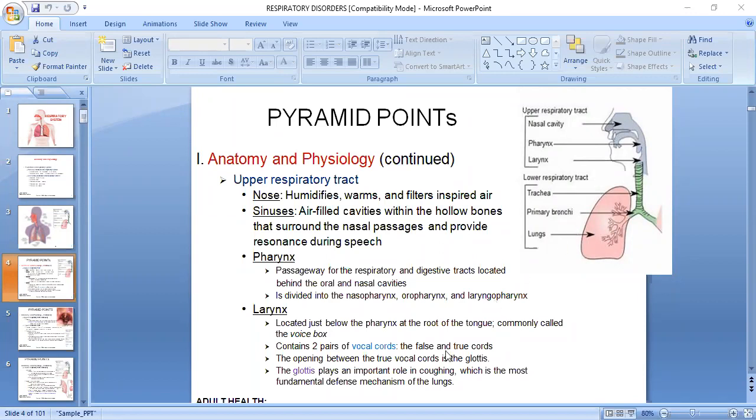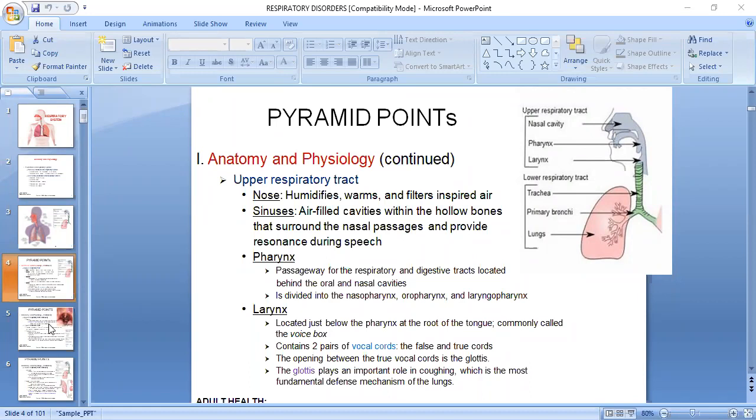The opening between the true vocal cords is the glottis. The glottis plays an important role in coughing, which is the most fundamental defense mechanism of the lungs. When any food enters the respiratory system, we cough, which means your body tries to protect against food particles going into the respiratory system. So coughing is a protective mechanism. Your body is fighting.